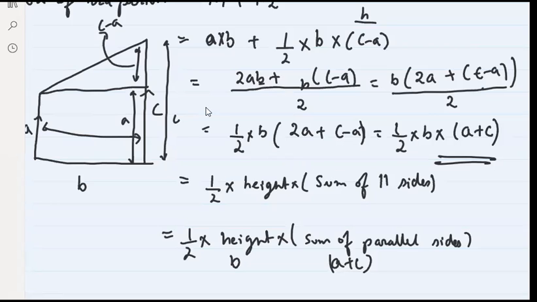Height is distance between parallel lines. Height, H, is distance between parallel lines. Distance between parallel lines. So this distance, which is B here. Okay?